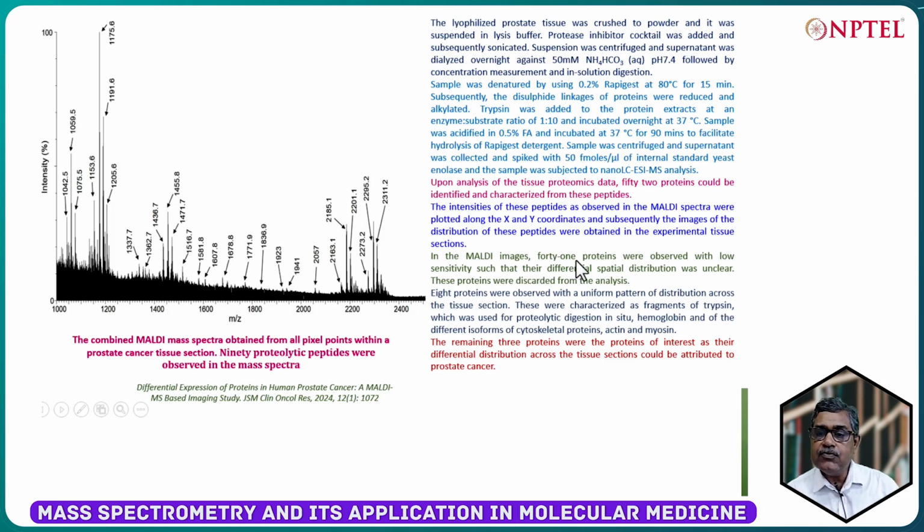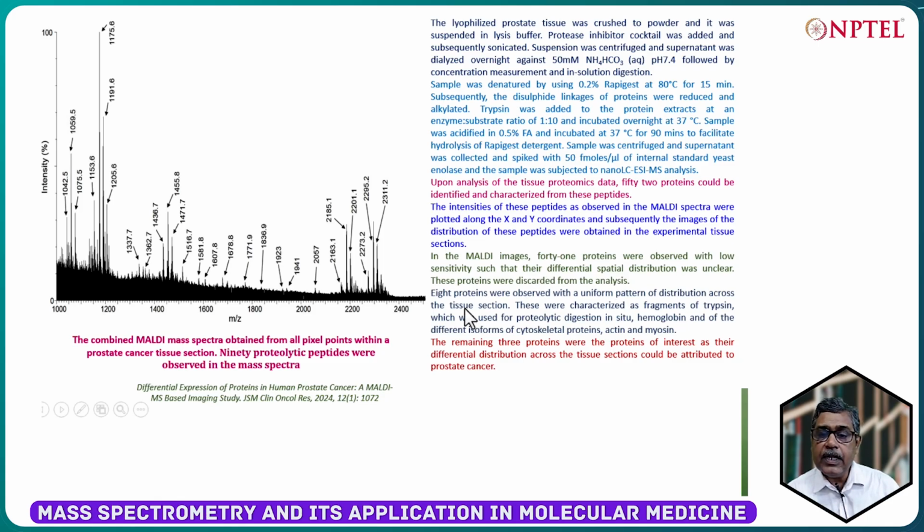So, in the MALDI image, 41 proteins were observed with low sensitivity, so that their differential spatial distribution was unclear. So, they were discarded. 41 gone out of 52. Now, we are left with 11.